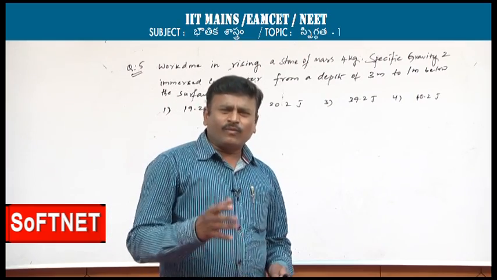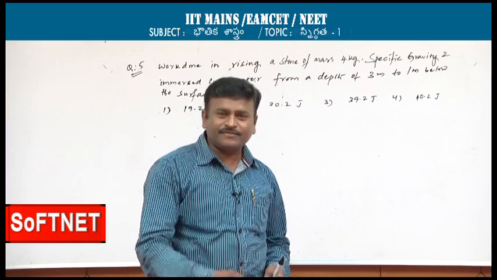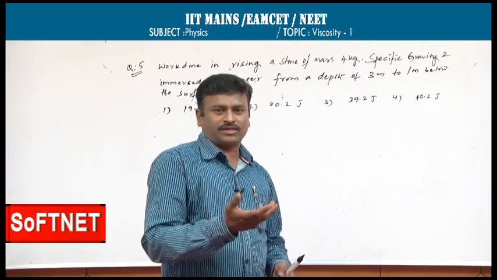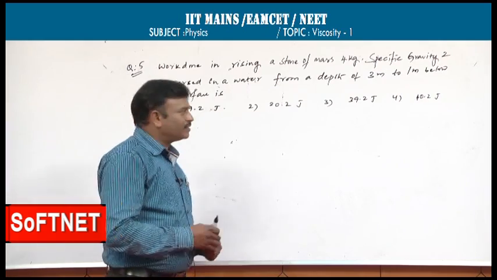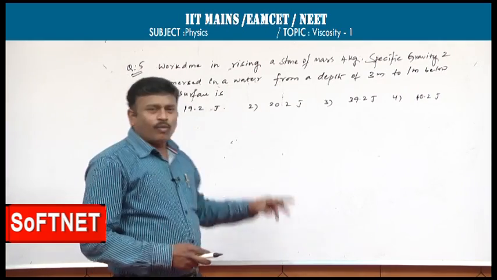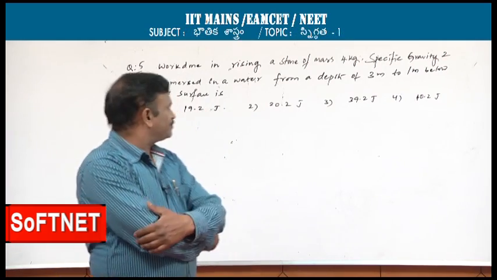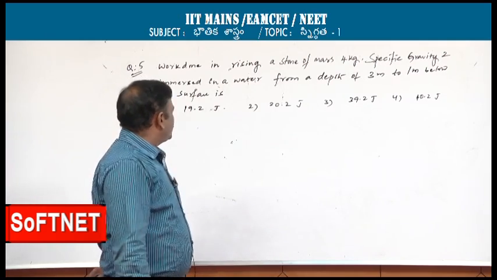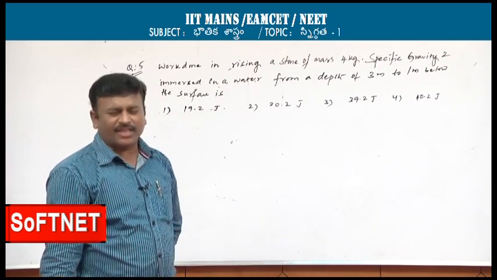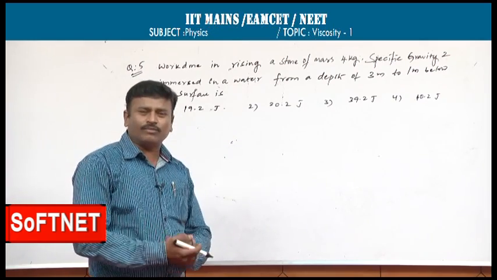It is the work done to lift a body in water. How to do this problem? Let us see, based on that concept, the problem is here. Work done in raising a mass of 4 kg and specific gravity 2, immersed in water from a depth of 3 meters to 1 meter below the surface, is how much?